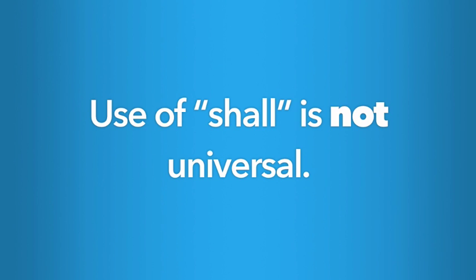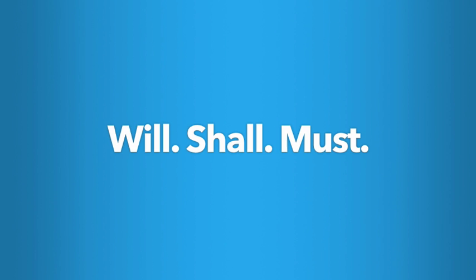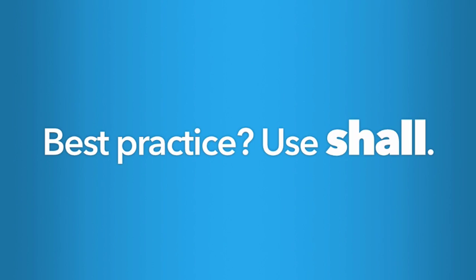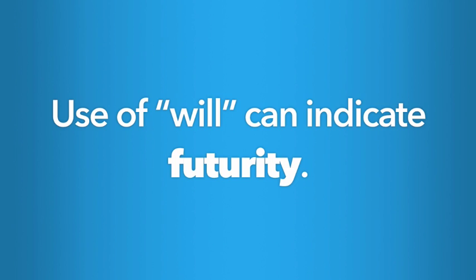Now, it should be noted that the use of shall to signal a covenant is not subject to universal agreement. In some firms, a covenant is signaled by the use of will. In other firms, both shall and will, and sometimes must, are used interchangeably. Best practice, however, is to use shall, because unlike will or must, it unambiguously signals an obligation.